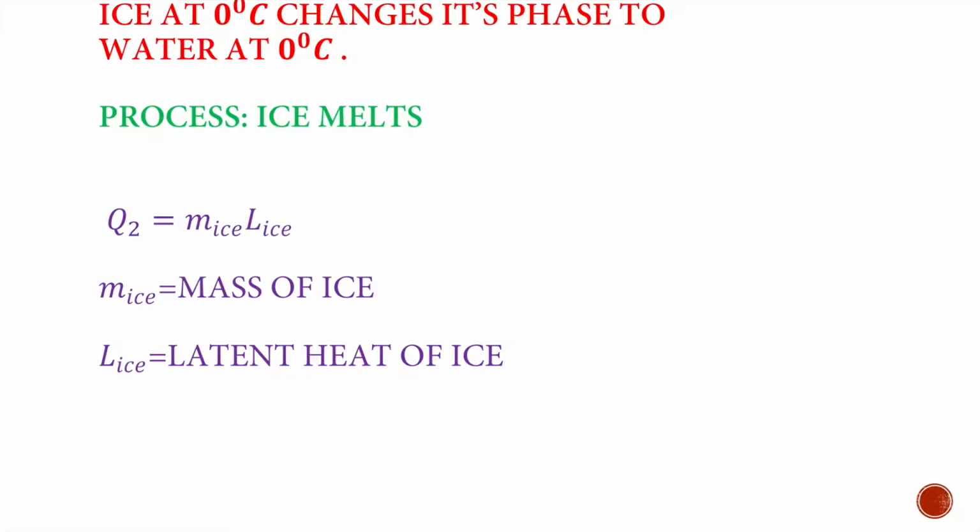Then the second process is ice melts. That means 0 degree Celsius ice changes its phase to water. At that time there won't be any change in temperature. That is, ice at 0 degrees Celsius changes its phase to water at 0 degrees Celsius. So the process is melting of the ice. And here the heat energy is absorbed. So heat energy absorbed is equal to mass of the ice times latent heat of the ice. This we already said, this is the formula for the phase change.